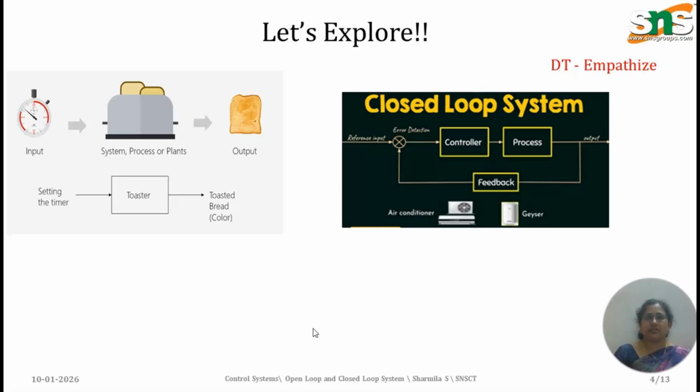Let's think about real-time applications such as the bread toaster, air conditioner, and heater. Let's recall the bread toaster. We set the timer and the toaster processes based on the algorithm setting. Finally we get the output, the toasted bread, based on the color. The same applies to the air conditioner and hair dryer.